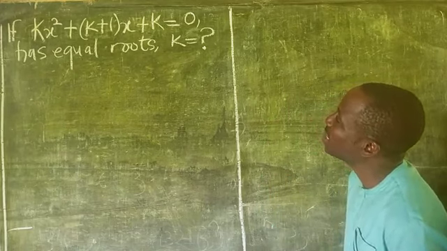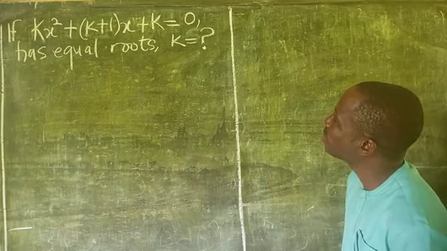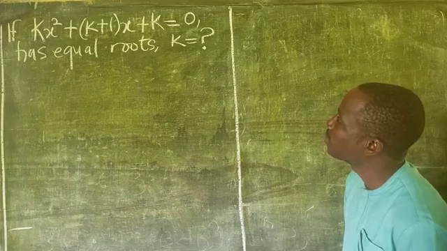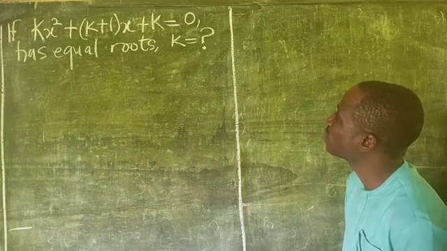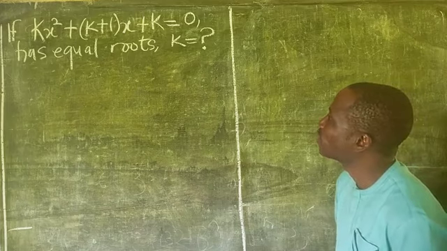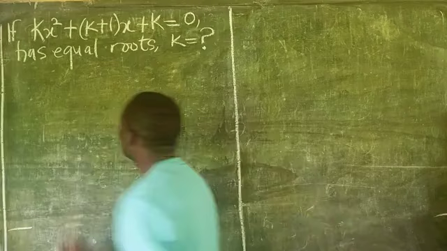Alright, so we have a special equation today, and it says if ks squared plus (k plus 1)s plus k equals 0 has equal roots. If these have equal roots, we are supposed to find k. So, solution.